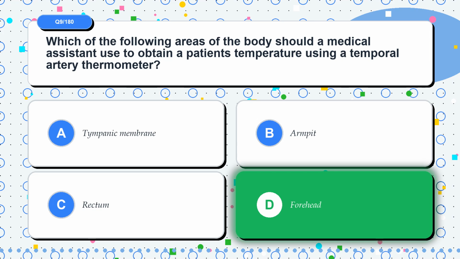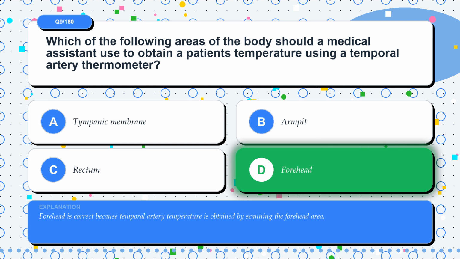The correct answer is option D, forehead. Forehead is correct because temporal artery temperature is obtained by scanning the forehead area.